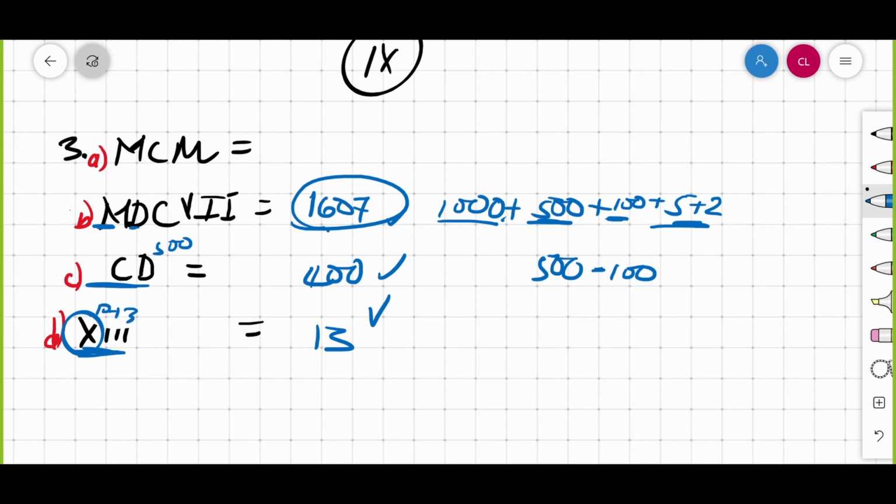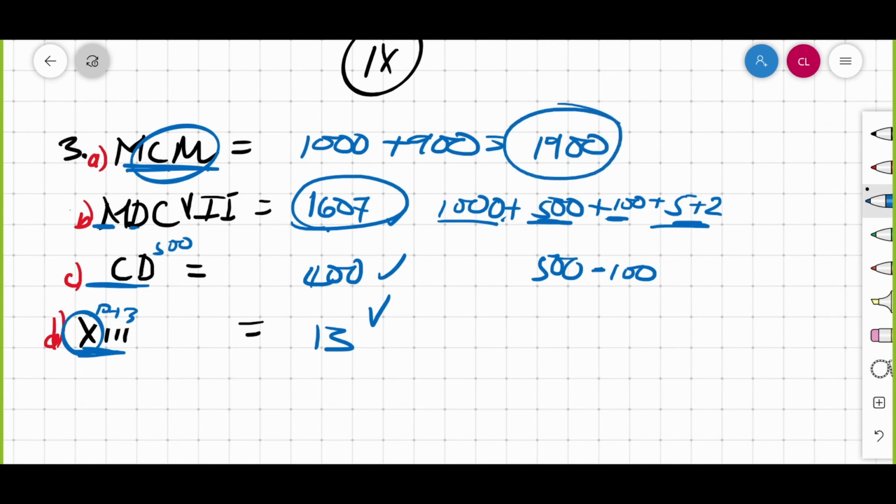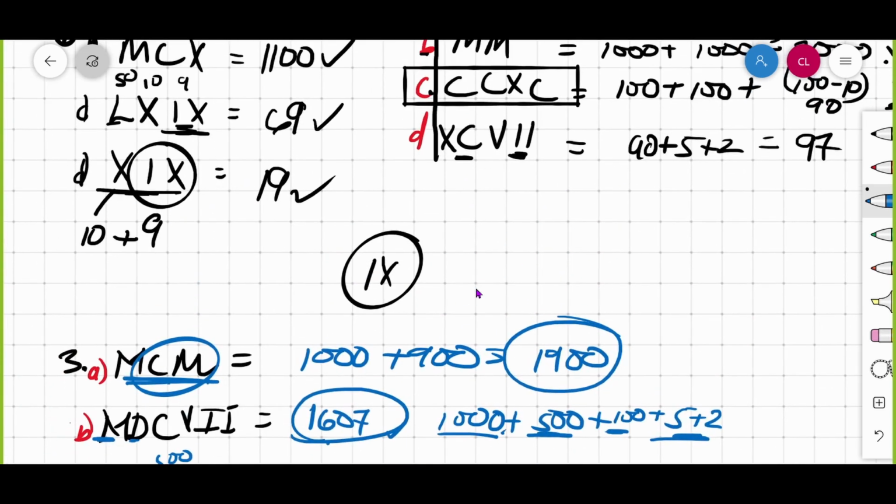The final one here, what's the answer for this one? 900. 900. Okay, so what is all of that together? 1900. All right, cool.